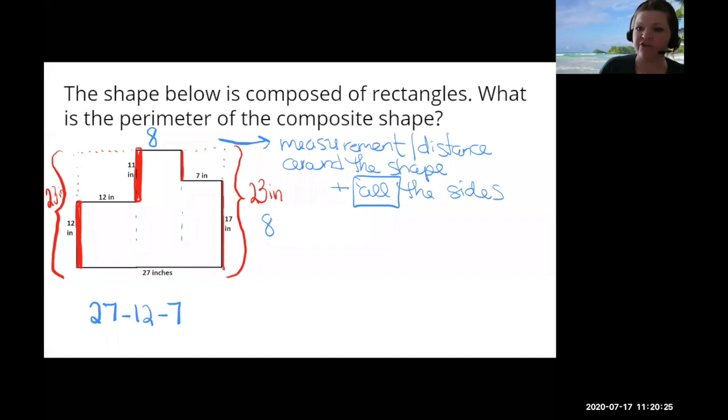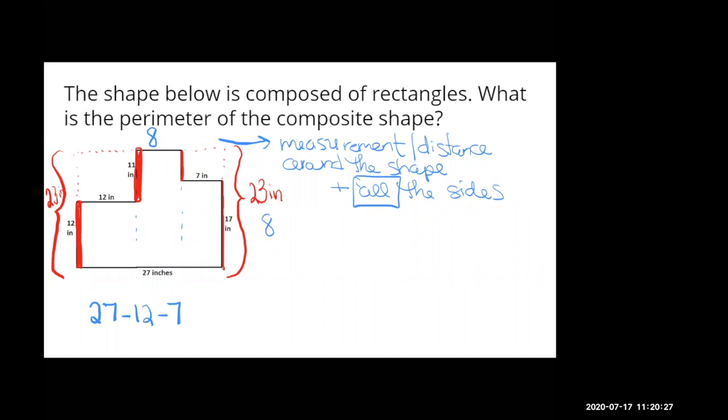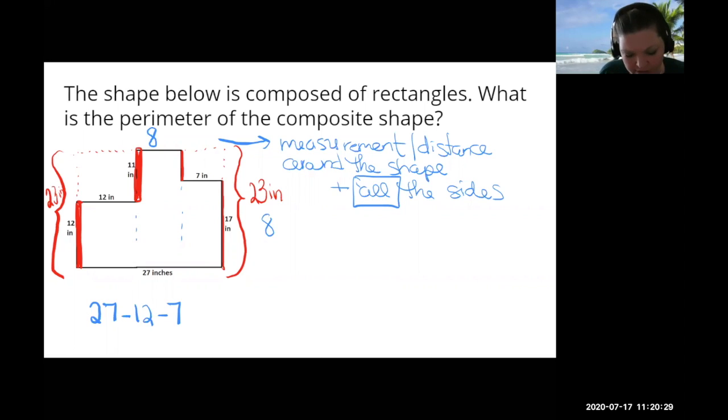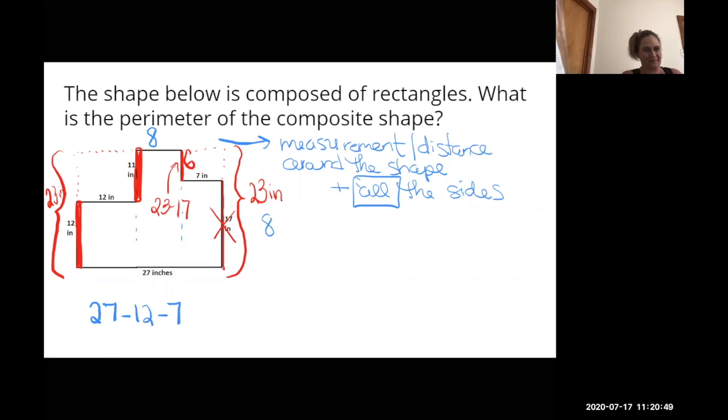Where'd that 6 come from? Because 23 take away the 17. Absolutely. That whole length is 23. Take away the 17 piece I don't need, and I get 23 minus 17, or just 6 inches. Cool. Woo, I almost got tricked just because I wasn't paying attention. Okay, now we can go all the way around. Dear Lord, I hope so.